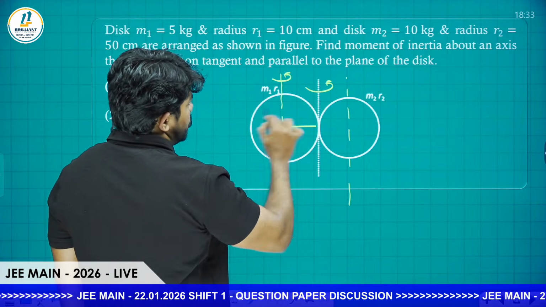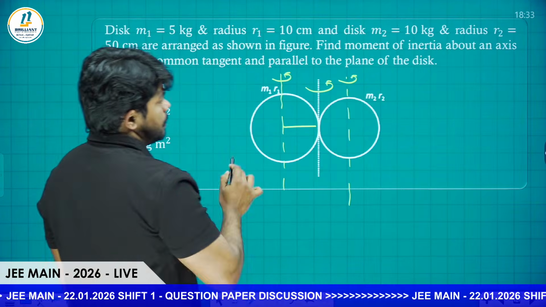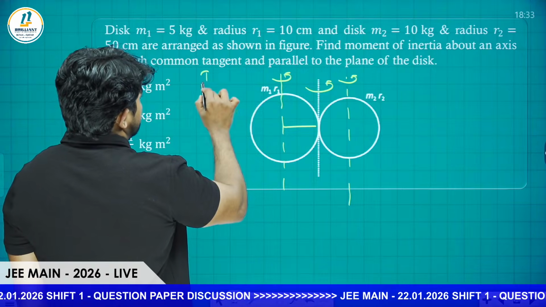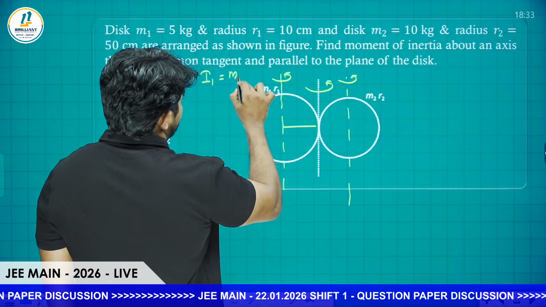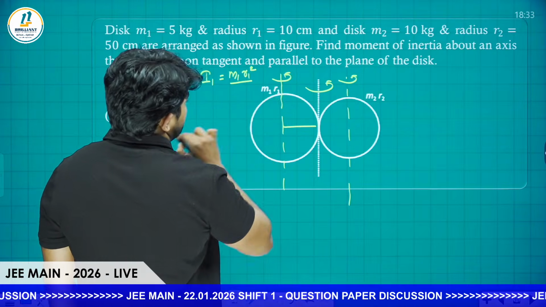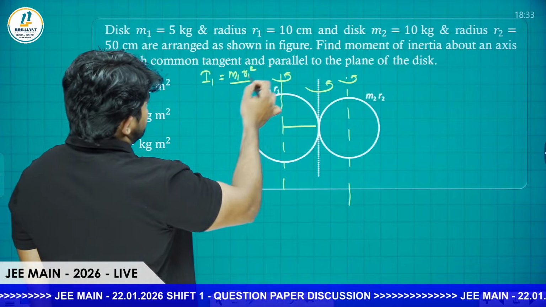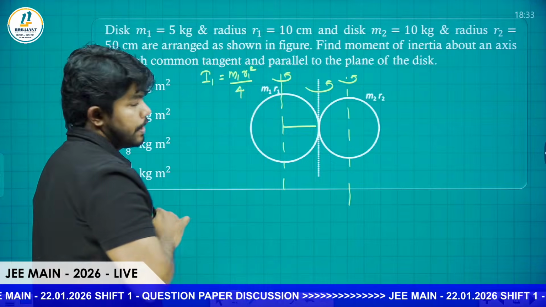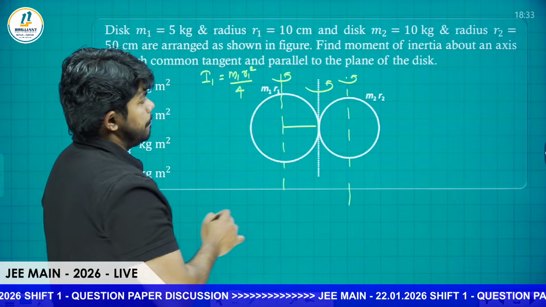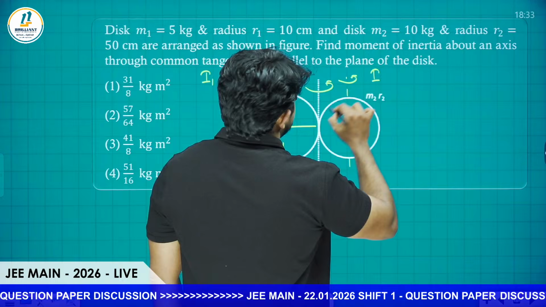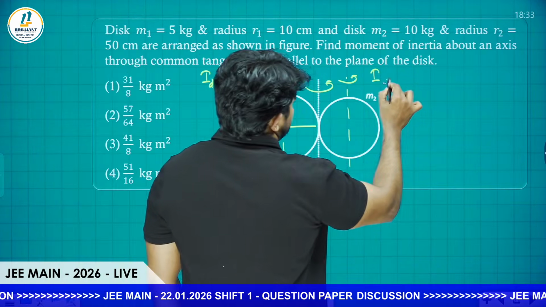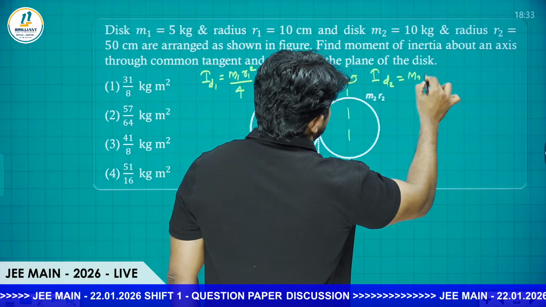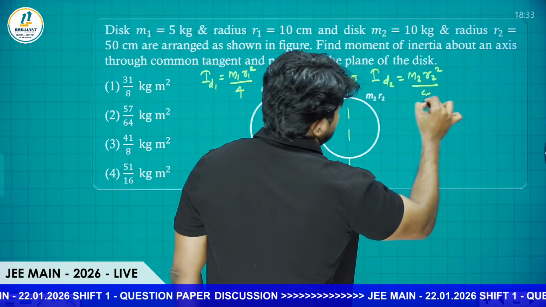What is the principal moment of inertia about the diameters? About the diameter, for the first one, it will be m1 r1 square by 4. Remember, it's a disk, so it will be 4. Here also the principal moment of inertia, d1, this will be d2, that will be m2 r2 square by 4.